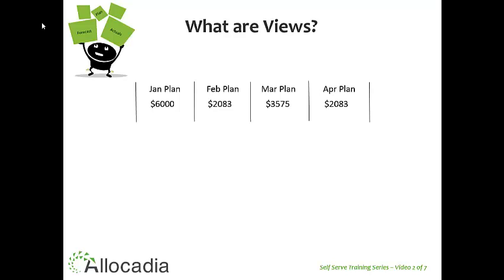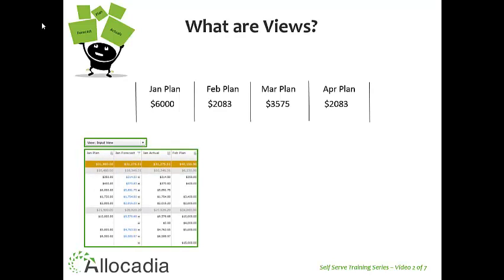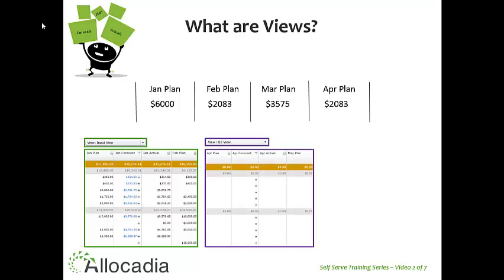Allocadia has 6 out-of-the-box views. One input view, perfect for the marketing end user's daily input. The input view displays the plan, forecast, and actuals monthly. 4 quarterly views. If you maintain your spend on a quarterly basis, the quarterly view is ideal for your input. Quarterly views display monthly forecast, monthly actuals, quarterly plan, forecast, and actuals, and quarterly plan versus actuals.